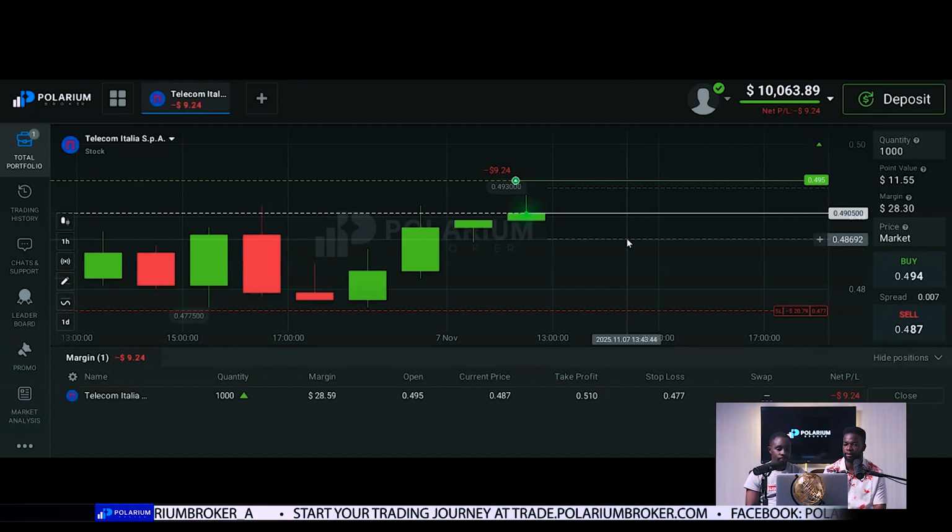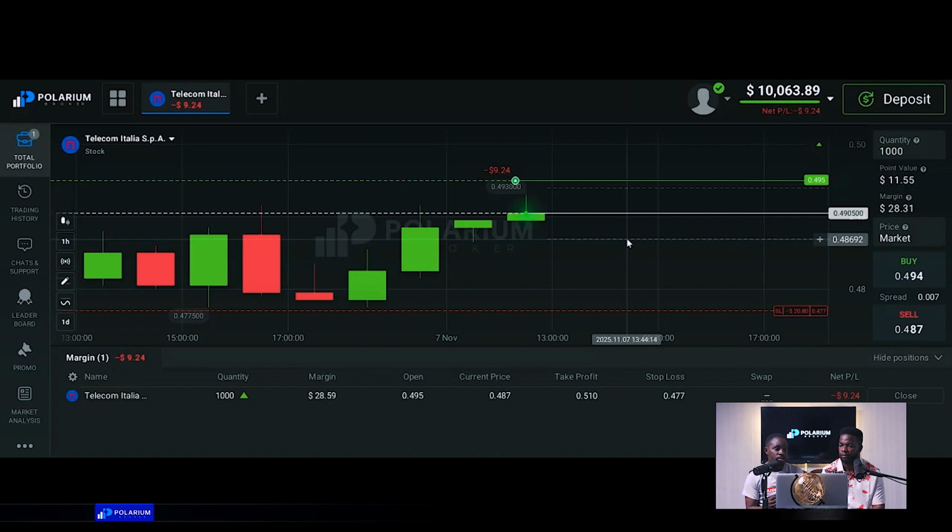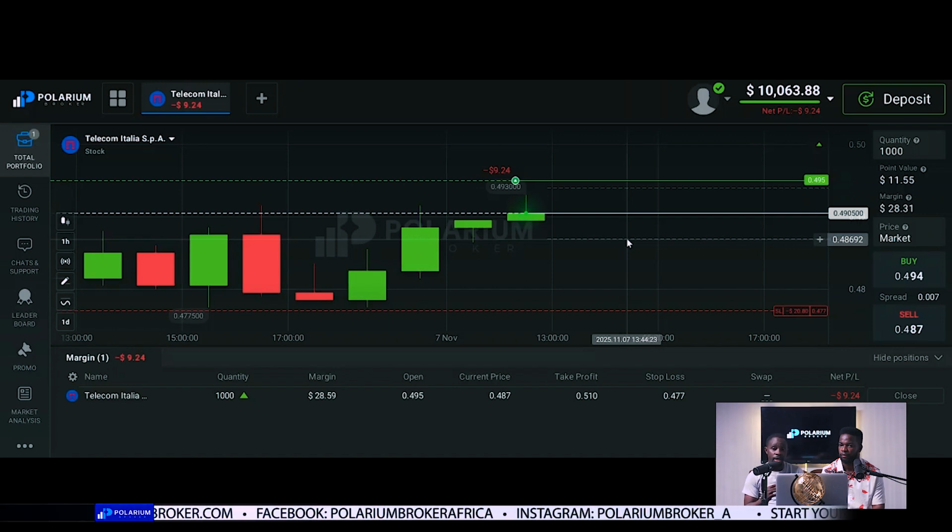Would you advise that people monitor it, or maybe leave it and come back? Well, it depends on if you have the time. Normally, to trade, you should create time to monitor your trade. If you know you will not have time, it's better you just leave it, unless you are very sure of that trade, of that particular asset.